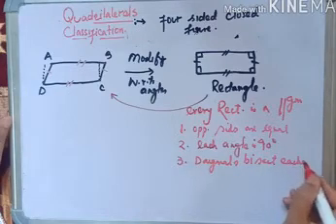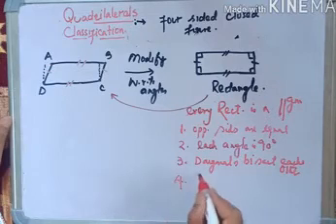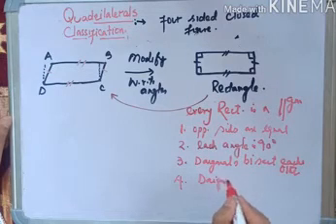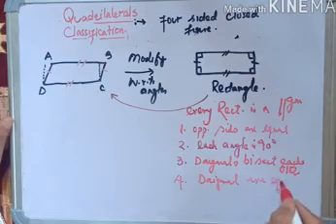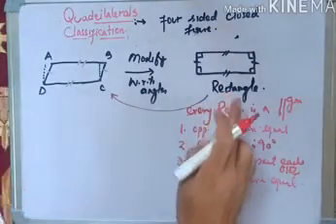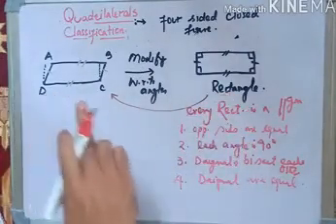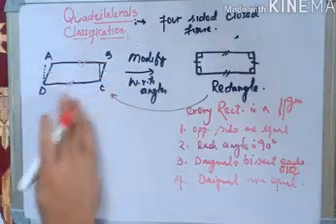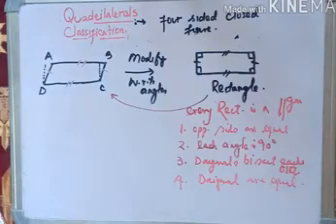And number fourth is diagonals are equal. So what we observed is that we get this type of quadrilateral, called a rectangle, from the parallelogram when I modified the parallelogram with respect to its angles. So we can say that every rectangle is a parallelogram.